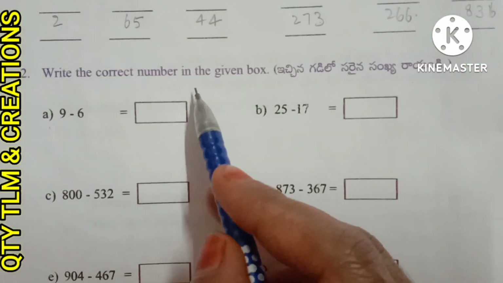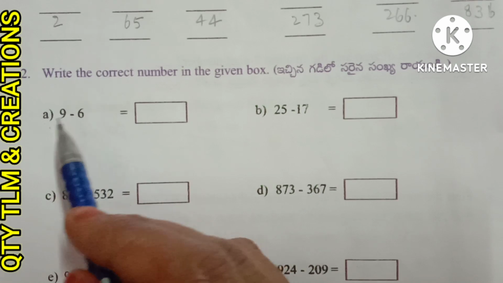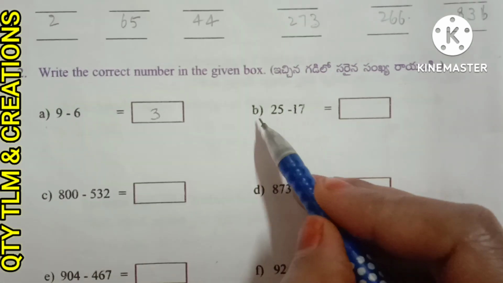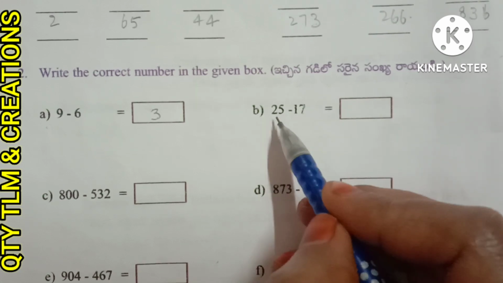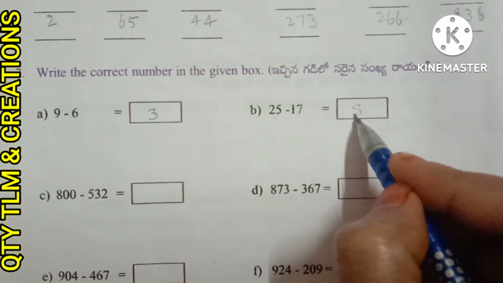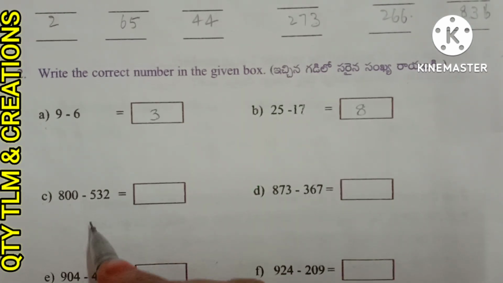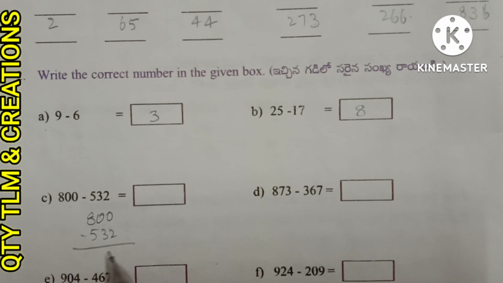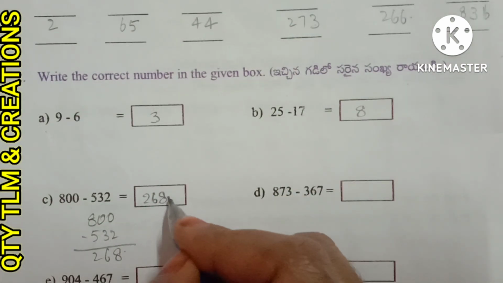Next, write the correct number in the given box. A, 9 minus 6. Here we have to subtract 6 from 9. We get 3. Next B, 25 minus 17. Here we have to subtract 17 from 25. We get 8. Next C, 800 minus 532. Here we have to subtract 532 from 800. We get 268. So we have to write 268 here.